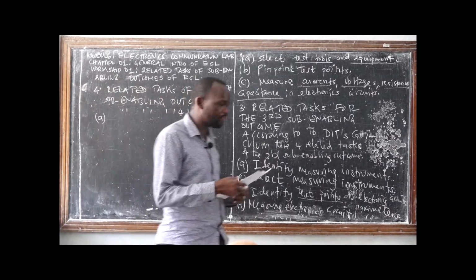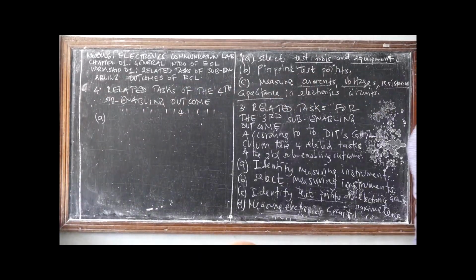So let me read the 4 sub-enabling outcomes. Are you ready to listen? Ask your neighbor, are you ready to listen? Okay. Employ knowledge and the what? Skills of what? Electronics and telecommunication to maintain electronics communication systems.